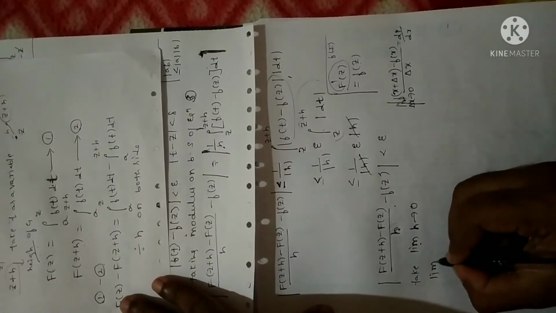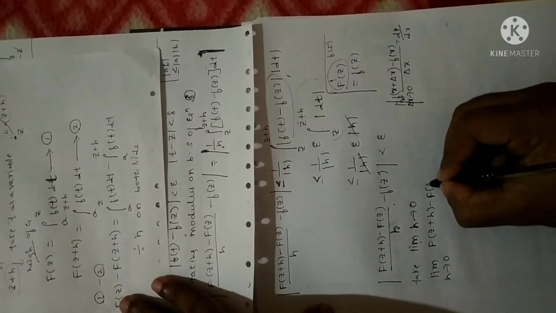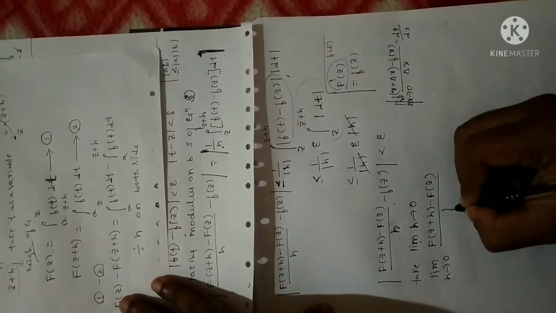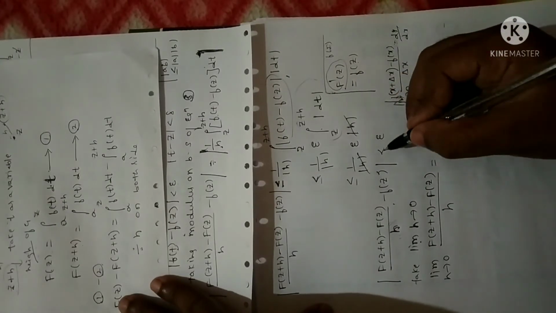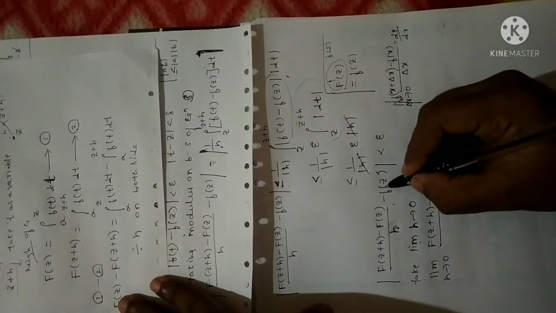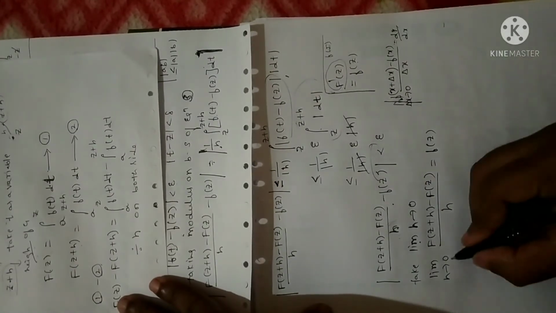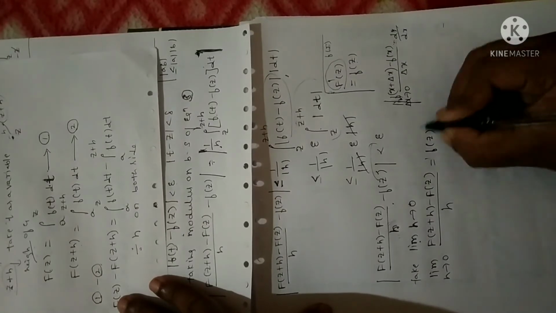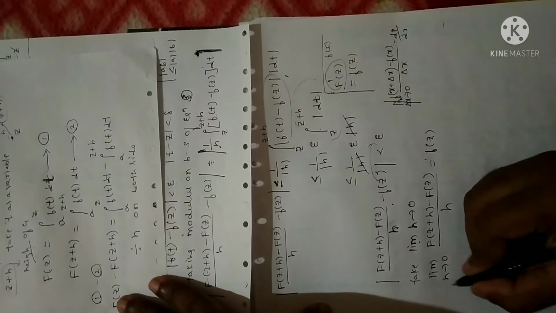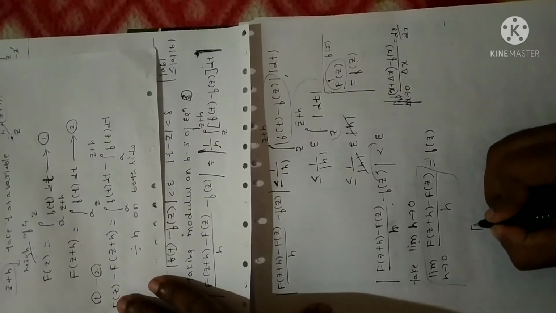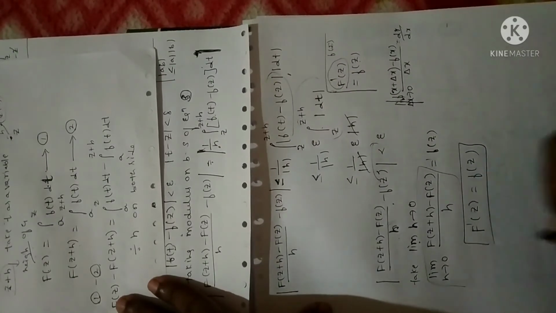So when you take limit h tending to 0, f of z plus h minus f of z divided by h, since it is independent of h and moreover it is a very small quantity, we can neglect it, and I am going to shift this to the other side, so you will get f of z. Fine. When you take limit h tending to 0, it doesn't change. Why? Because it is independent of h, so you can write it as it is. Now this is the definition of the derivative of a function, f dash of z. So what I have proved is f dash of z is equal to f of z.